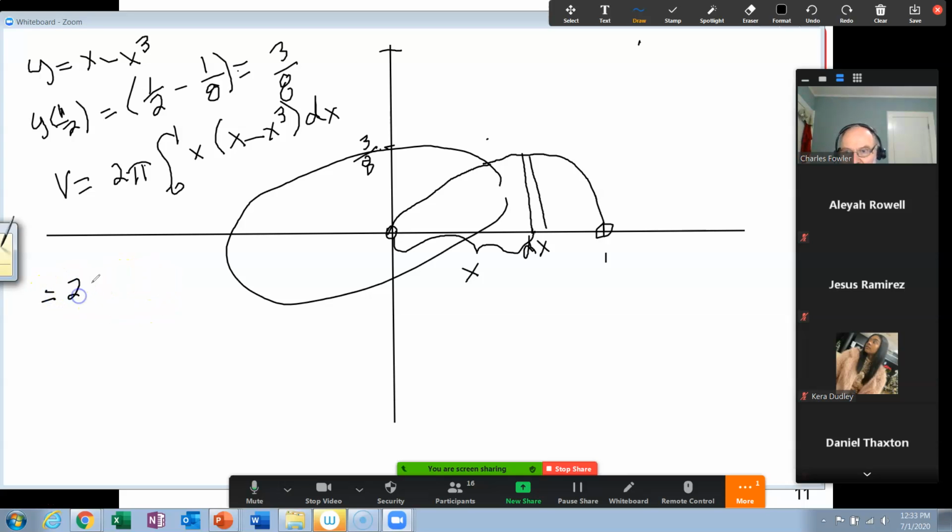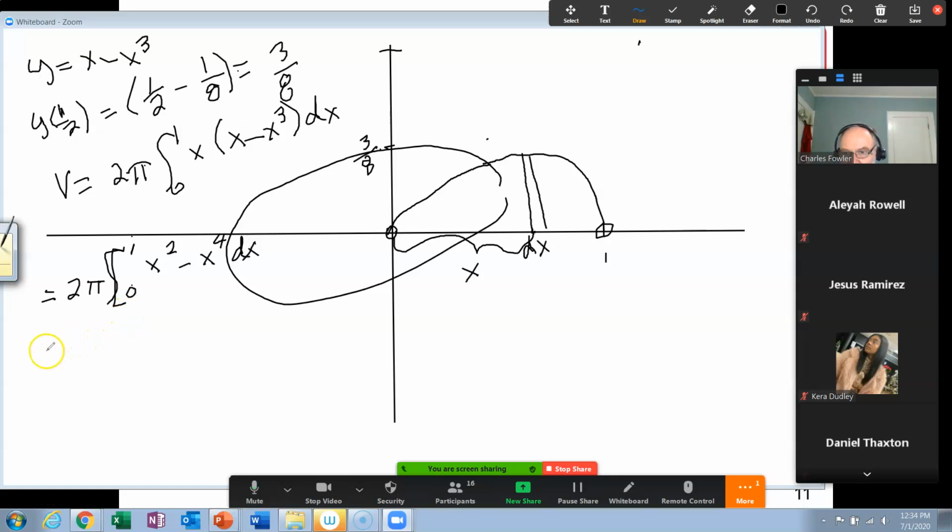2 pi times, okay, we probably need to do that one more time, 0 to 1. Okay, let's multiply through. That would be x squared minus x to the fourth, right? dx.